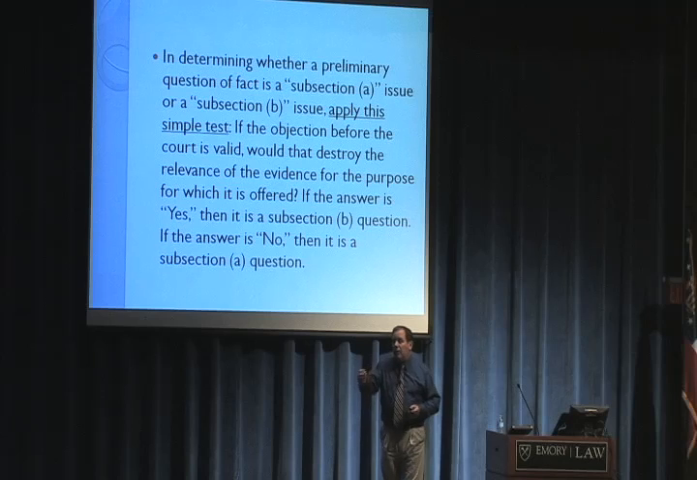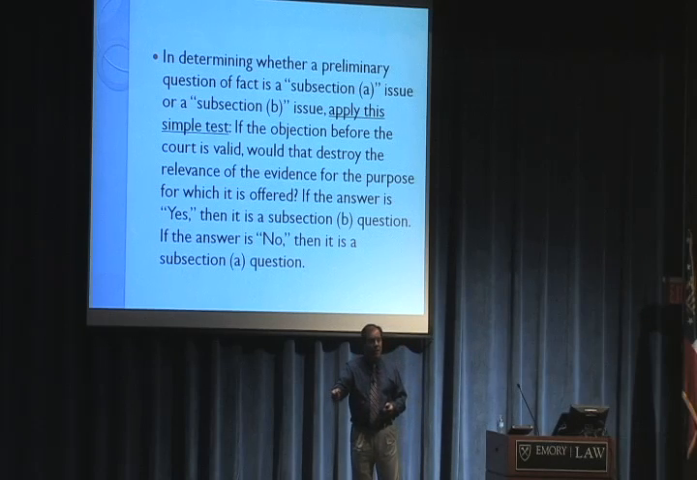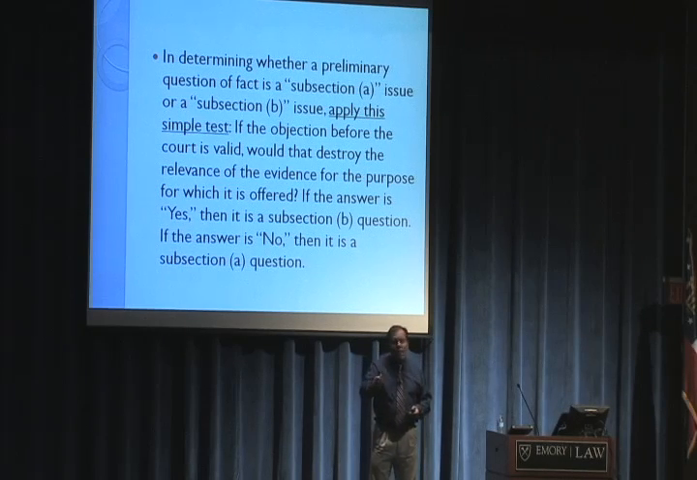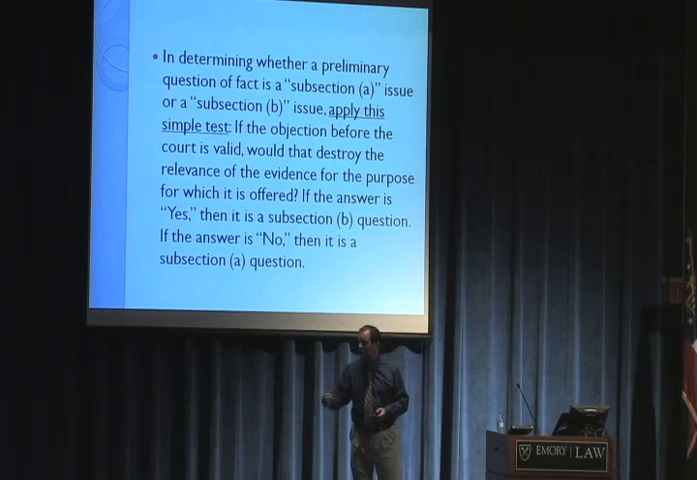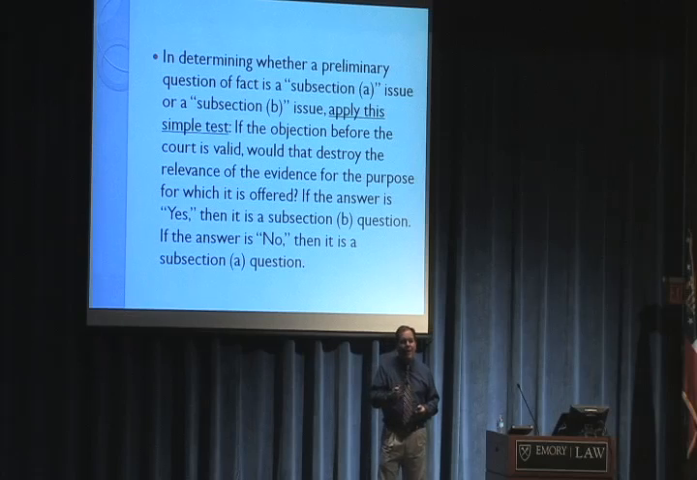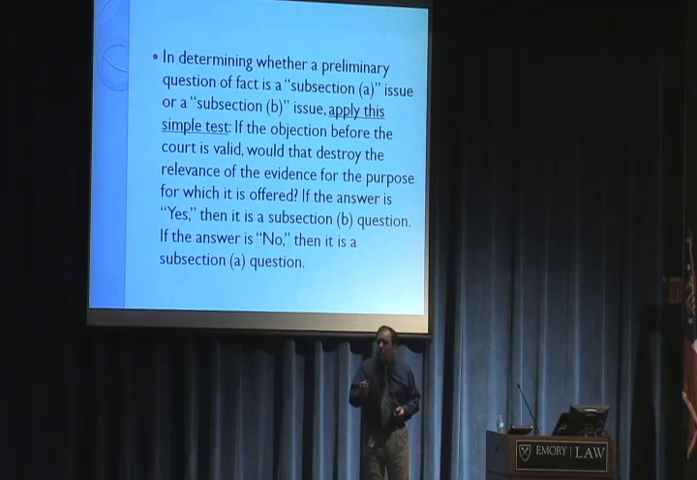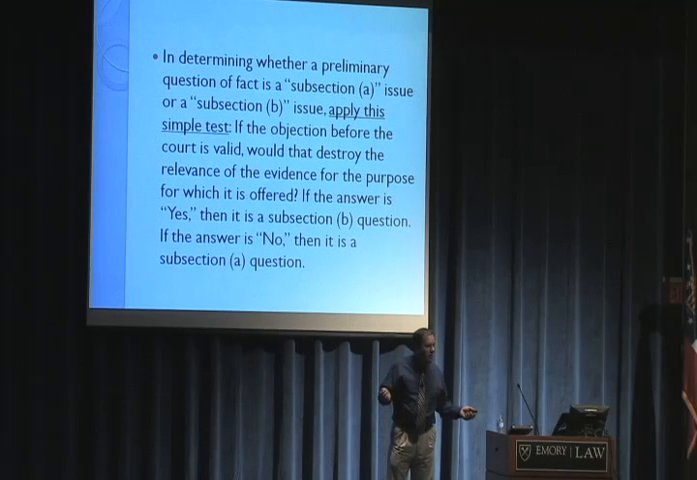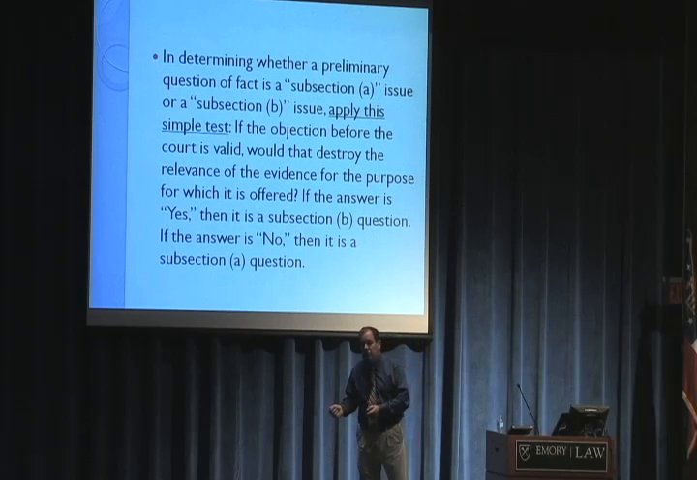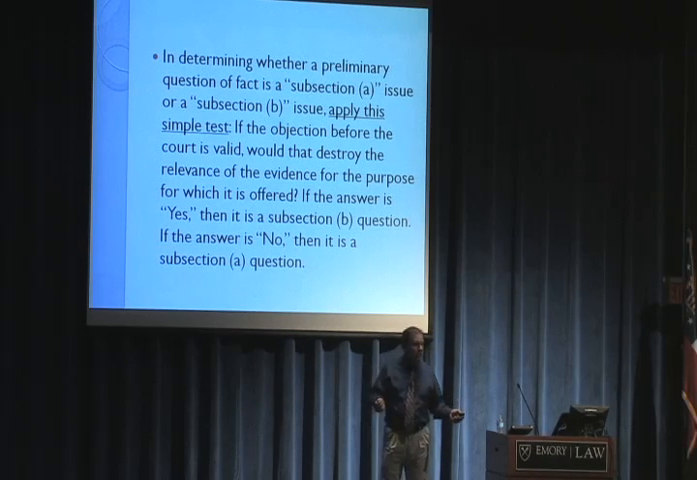So I'm offering a business record in evidence. The other side objects. Objection. This does not meet the requirements of the business record exception to hearsay. If that objection is valid, does it destroy the relevance of this business record? No. It just disqualifies it for a technical exception to the hearsay rule. Okay, it's still relevant. It is what it is. So that's a 104A question, as are almost all hearsay questions.